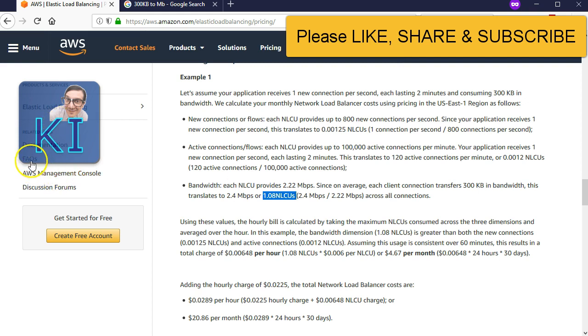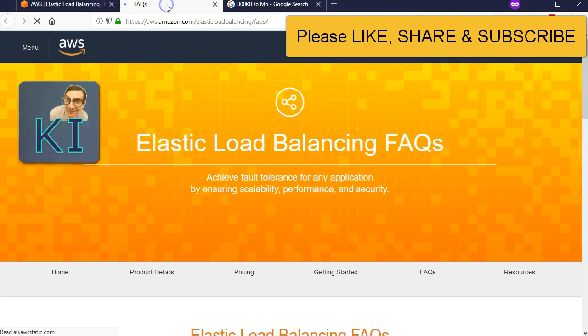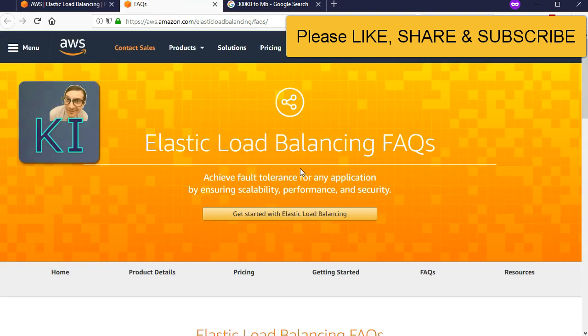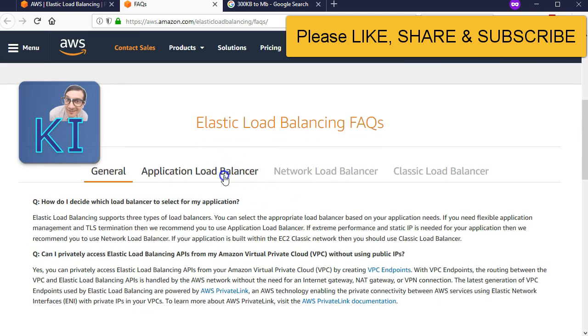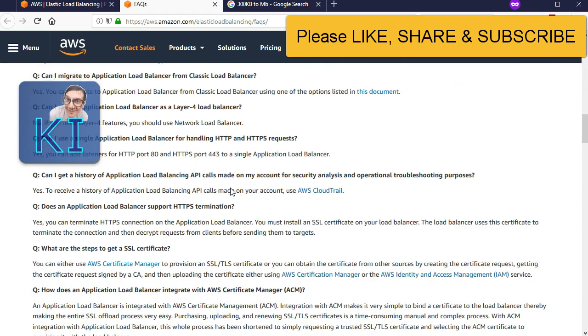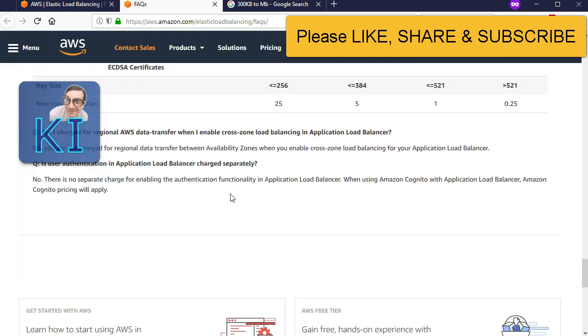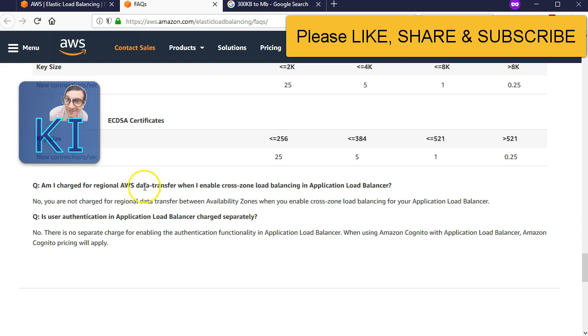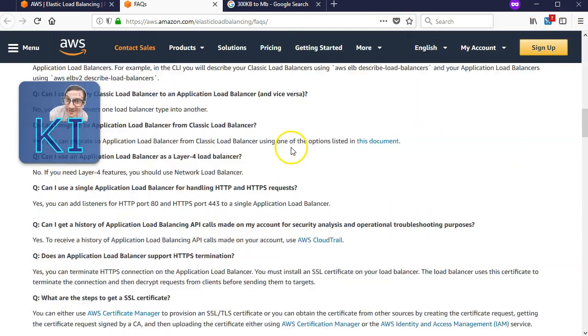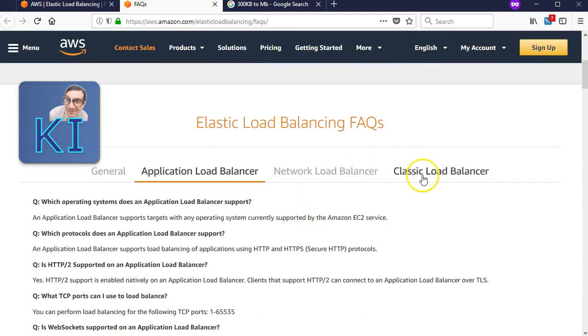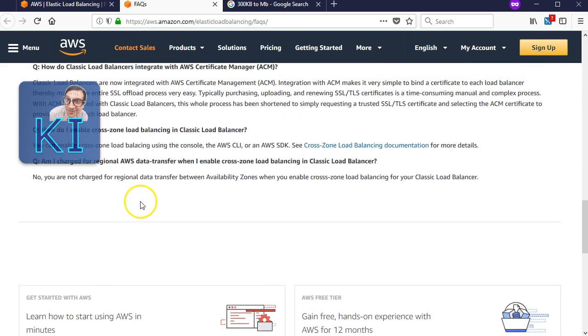One last thing which I want to tell you, and that's really important, is the costing related to cross zone load balancing. I hope all of you remember what cross zone load balancing is. Now in case of application load balancer and classic load balancer, there is no extra charge for cross zone load balancing. I just want to show you. Am I charged for AWS data transfer when I enable cross-zone load balancing in application load balancer? No. Okay, good. Second one is classic load balancer. No, you are not charged for regional data transfer.